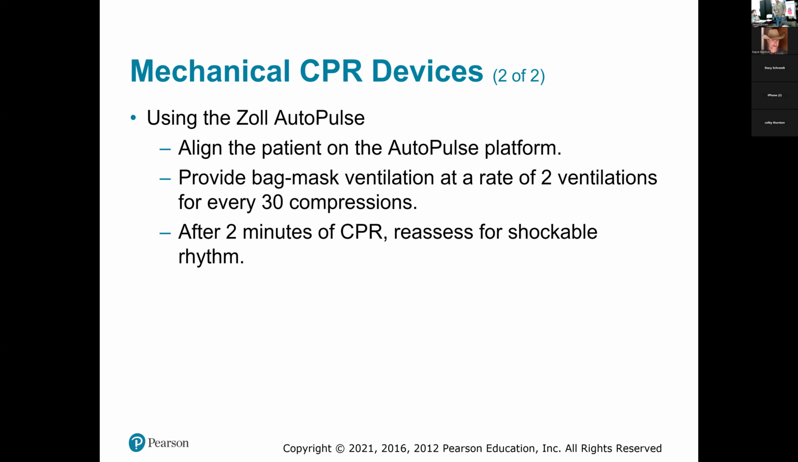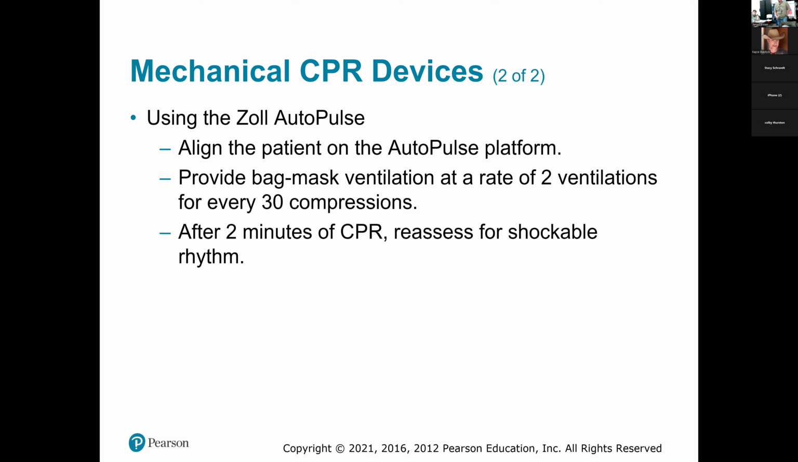Like I said, we ran them here. I've had 2 saves using the Auto Pulse. You're going to provide mask ventilation, the rate 2 breaths every 30 seconds. After 2 minutes of CPR, reassess for a shockable rhythm and pulse. So it's just basically the same as how you're going to be doing CPR any other way.